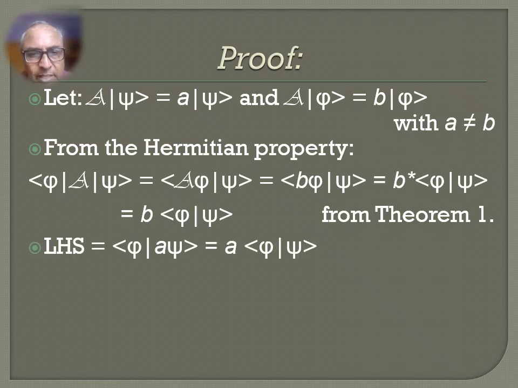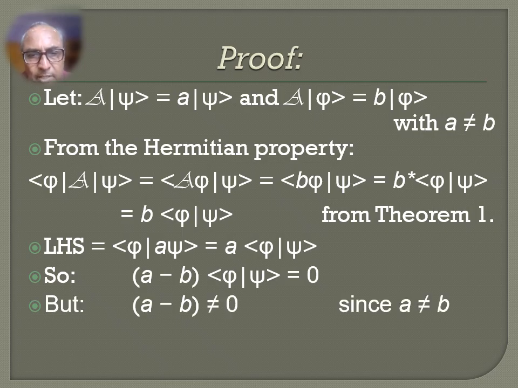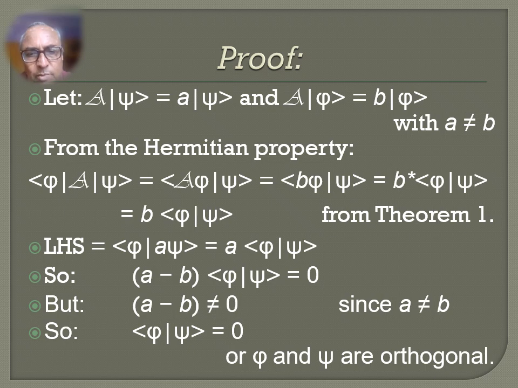So the left hand side we see is equal to bra phi small a psi ket, which is equal to small a times bra phi psi ket. So equating these, we see that a minus b times bra phi psi ket is equal to 0, but we have said that a is not equal to b, therefore a minus b is not equal to 0, therefore bra phi psi ket has to be equal to 0, or in other words, phi and psi are orthogonal.